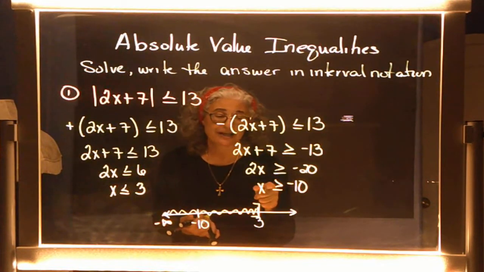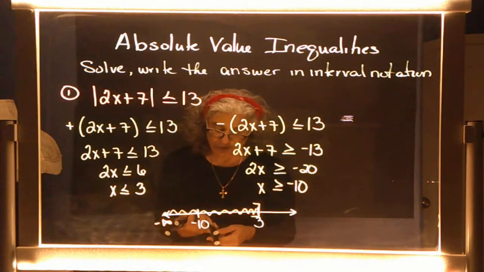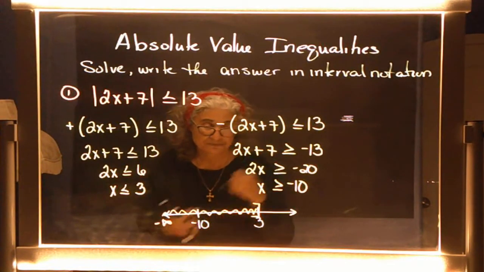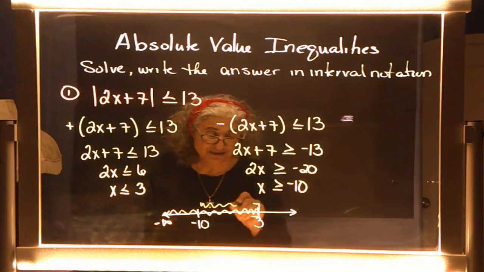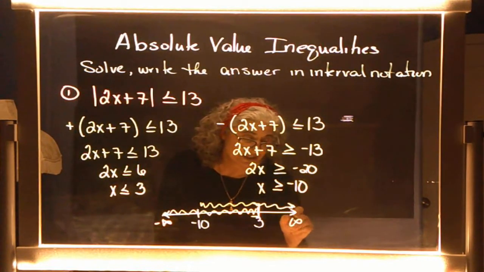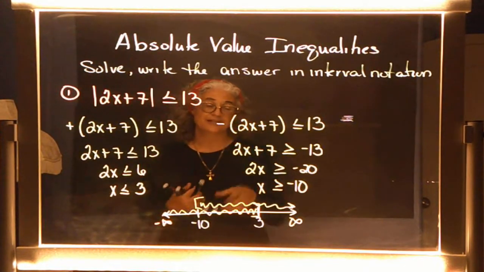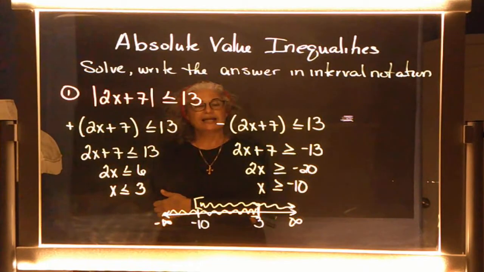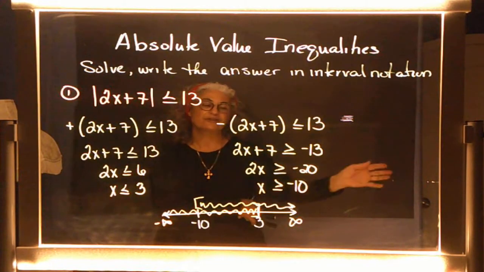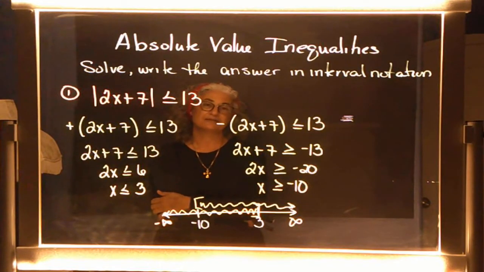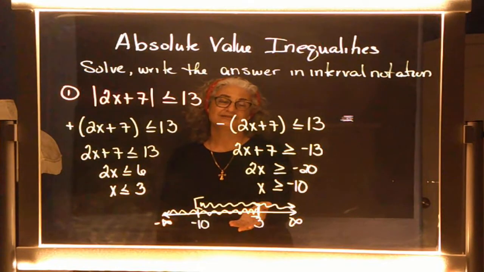What about this one? X greater than or equal to negative 10. Good. So I am going to shade everything to the right of the negative 10, all the way out to infinity, and I'm putting a bracket on that negative 10. Now this is interesting, because in actuality my entire number line is shaded, isn't it? But then there's also an overlap, isn't there?